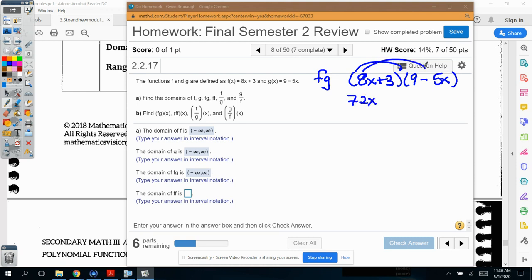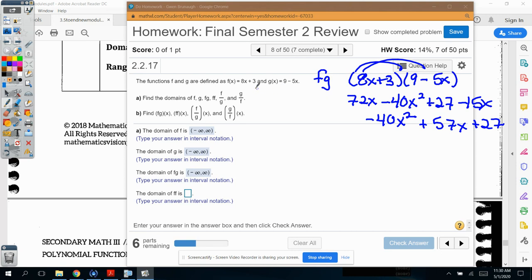72x minus 40x squared plus 27 minus 15x. And then we just put it in the correct order. So that's negative 40x squared. What I have 72 minus 15, so it's plus 57x plus 27. And I'm going to hold on to that because later they're going to ask me that.